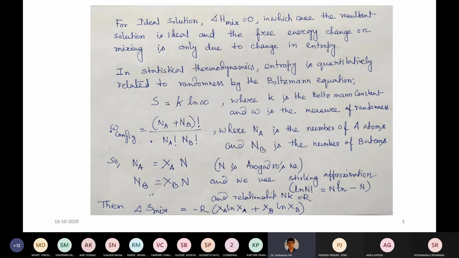Okay, and we are discussing the whole process through 1 mole of solution. Now that we understood del S mix, based on that we have to find out what will be del G mix.